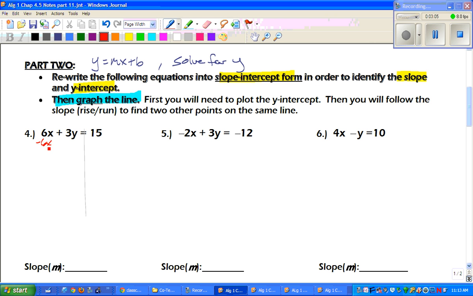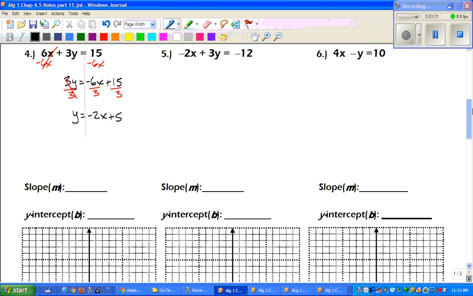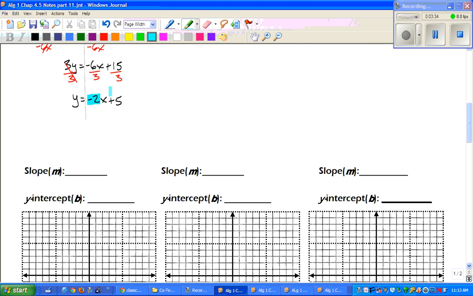The first thing we have to do is subtract the 6x from both sides. You get 3y equals -6x plus 15. It's not by itself yet. You have to divide by 3. And you get y equals -2x plus 5. Now, the slope is right there, which is -2, and as a fraction that is -2/1. The y-intercept is right there, which is 0, 5.